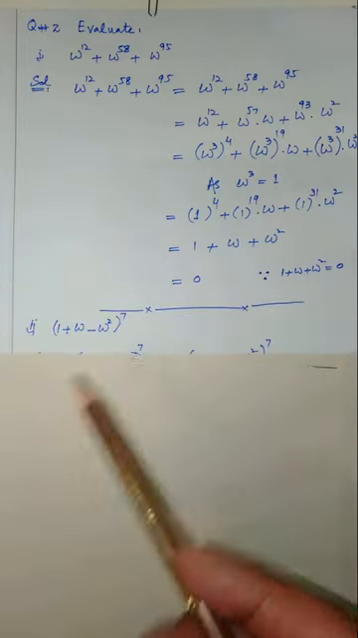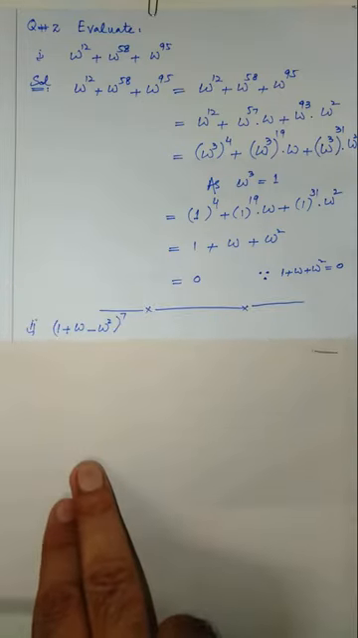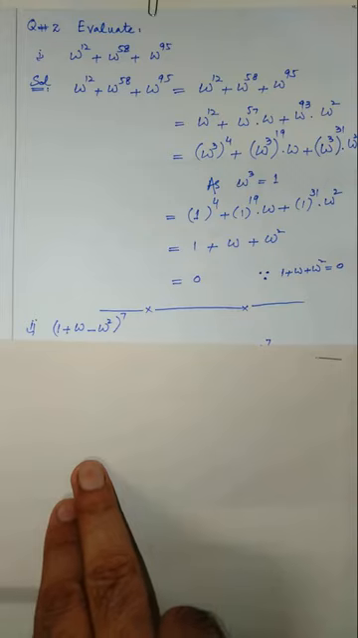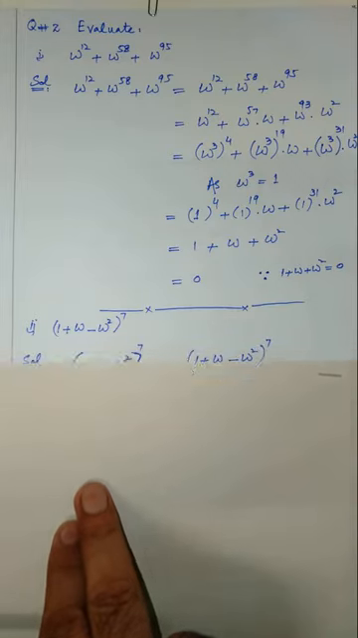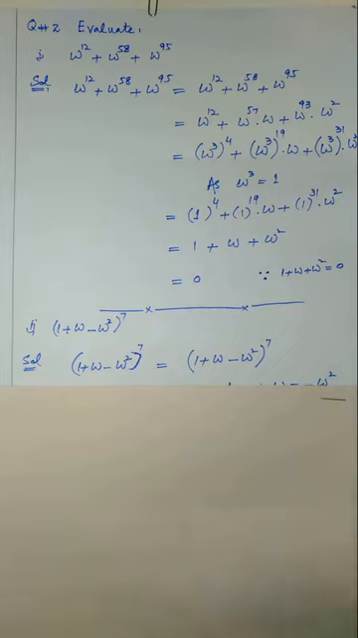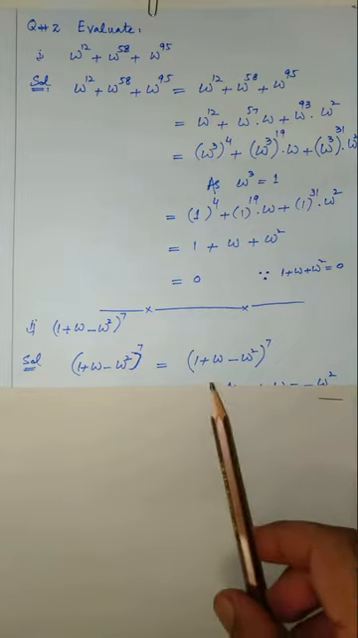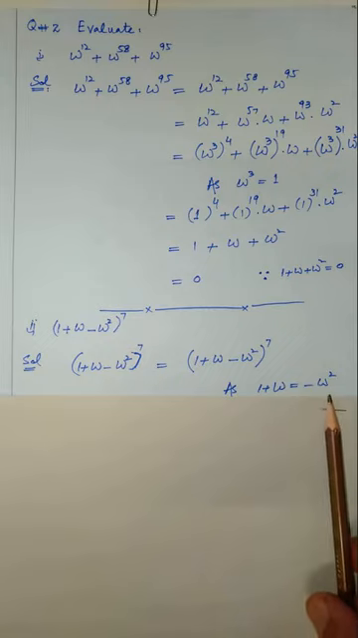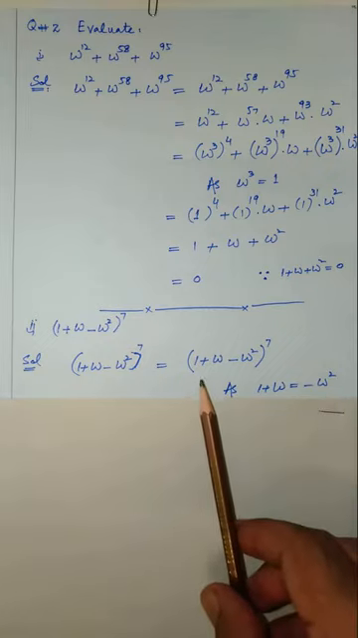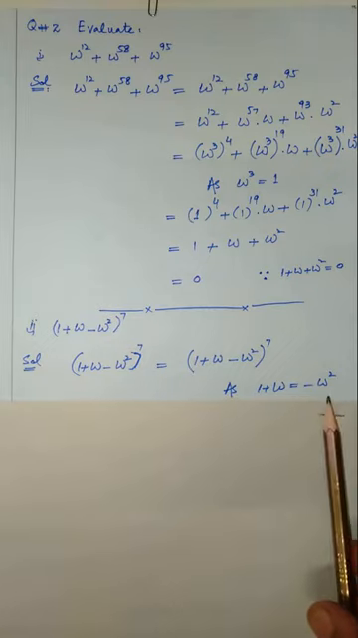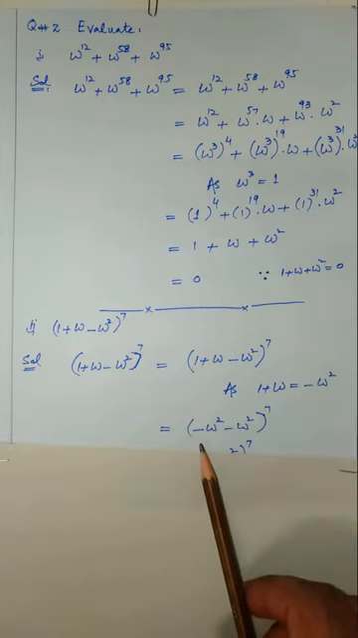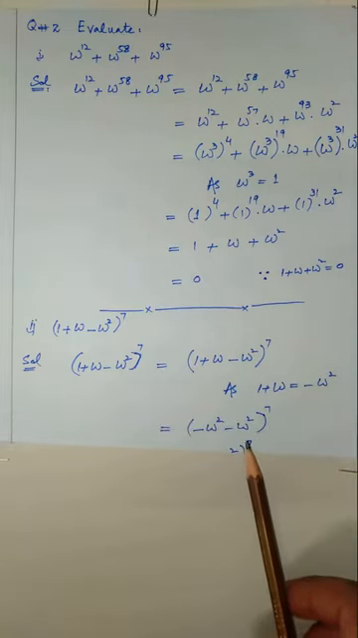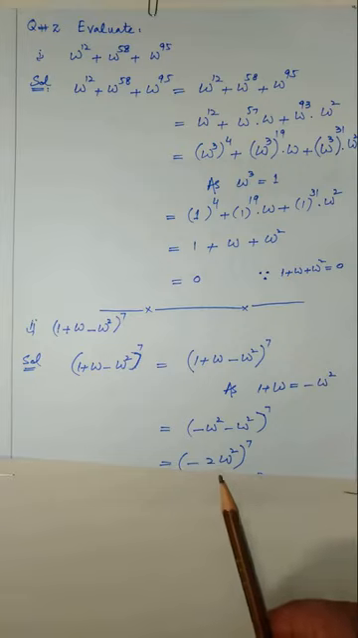Now part number 2 is given: 1 plus omega minus omega square, whole power 7. Solution: repeat the given question. Now, as we know, 1 plus omega is equal to minus omega square. So putting the value of 1 plus omega, which is equal to minus omega square, minus omega square, this is equal to minus 2 omega square.